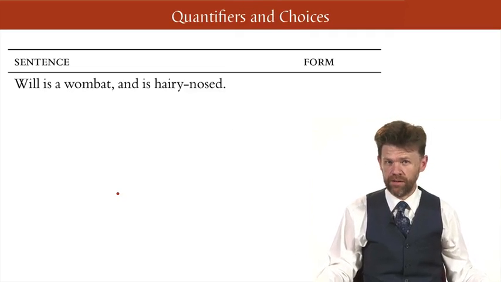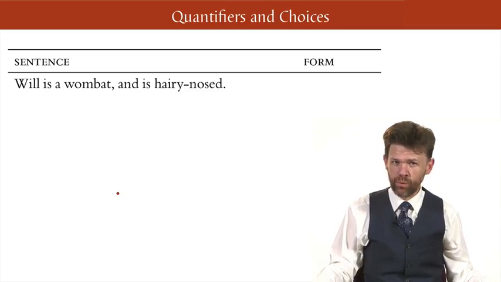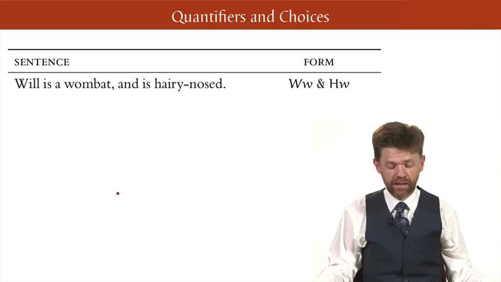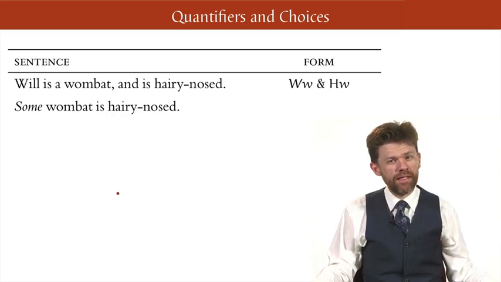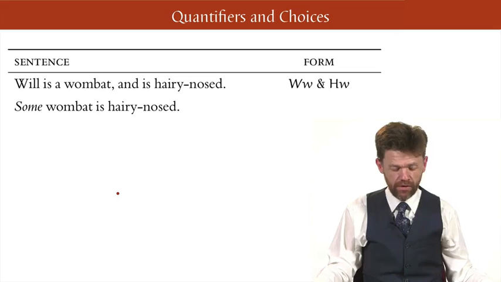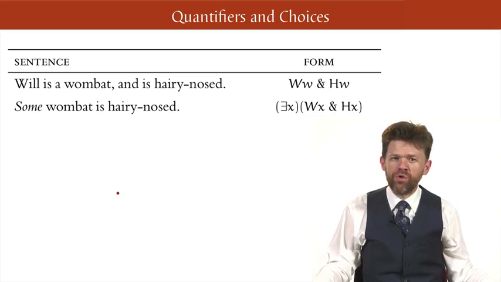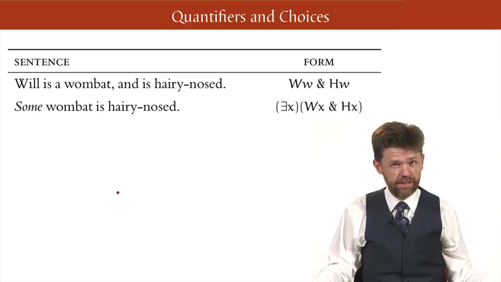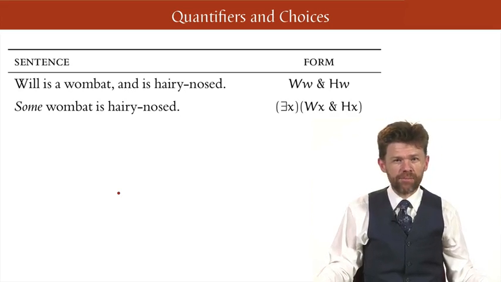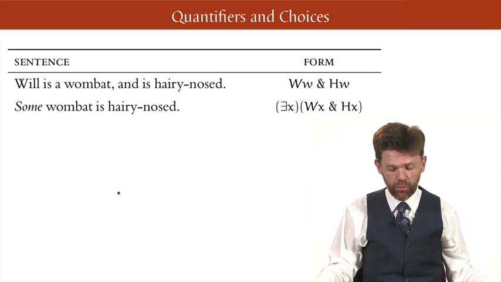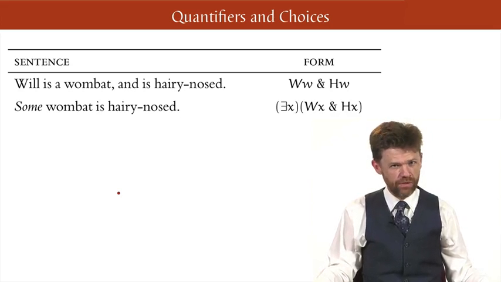Now, here's how it works. When I say that Will is a wombat and is hairy-nosed, this is the simple conjunction of two predications involving the name Will. But when I say that some wombat is hairy-nosed, then what I'm saying could be satisfied by Will, since he fits the bill, but it doesn't need to be Will to fit that role. It could be anyone. It merely requires something to satisfy the role of being a wombat and being hairy-nosed.